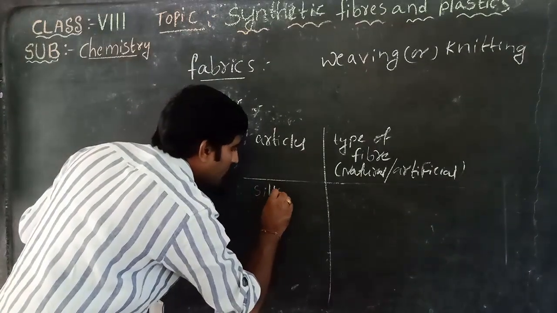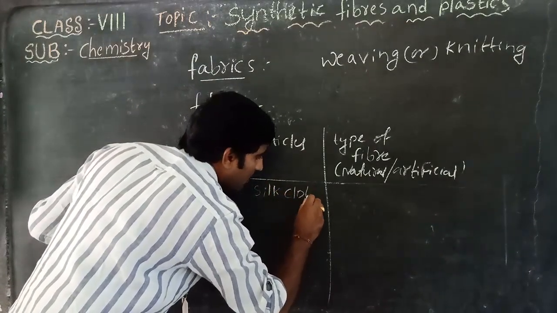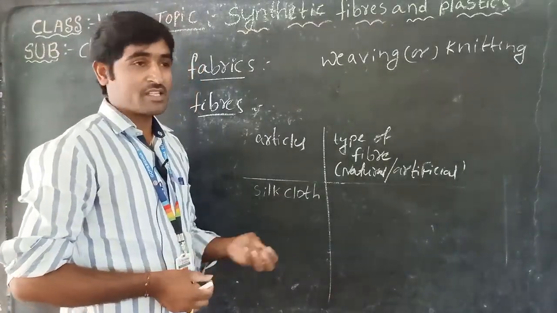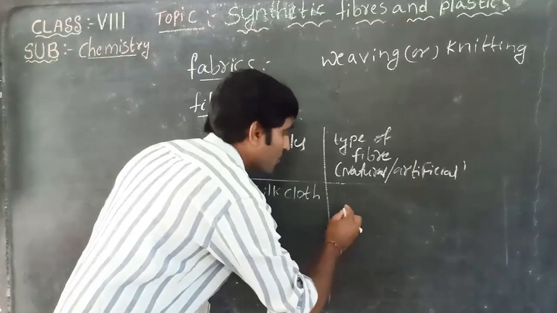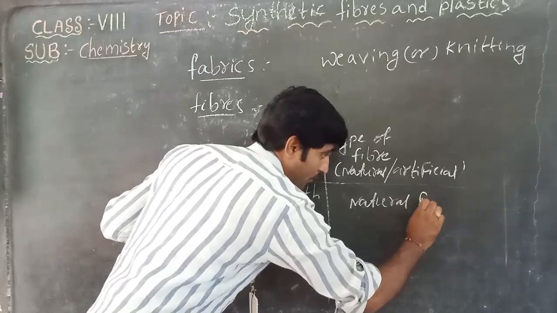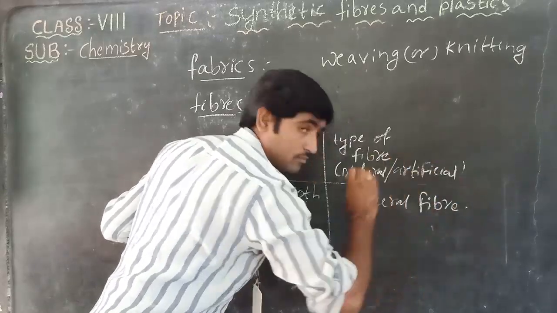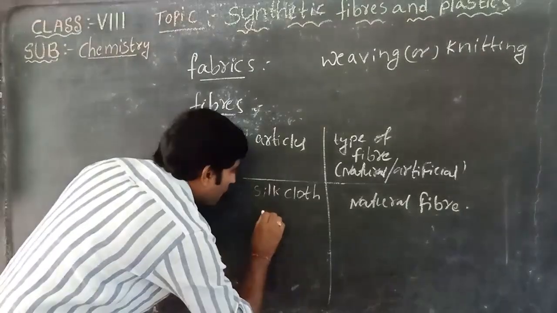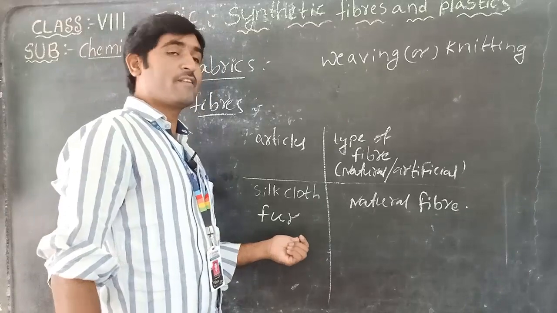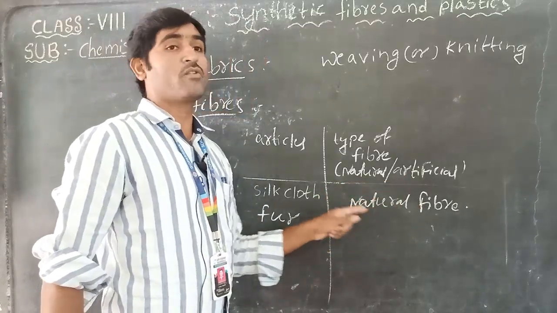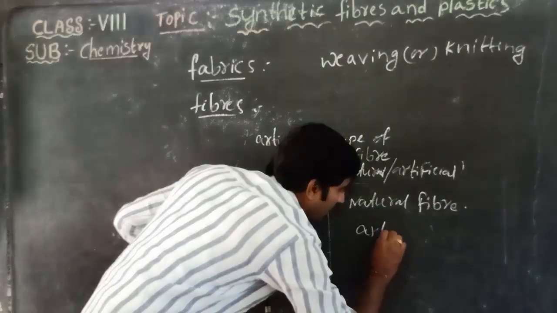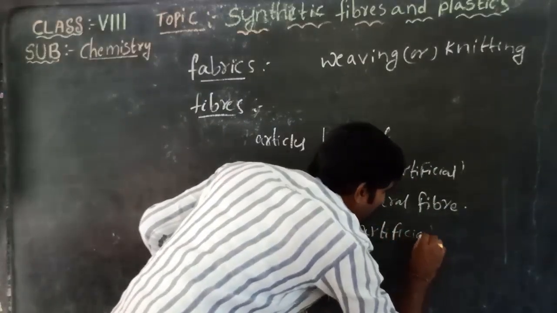Silk cloth. Silk cloth is which type of fiber? Either natural fiber or artificial fiber. As we know, it is a natural fiber. Next, fur. Have you seen fur? In its making, which type of fiber do we use, natural or artificial? It is artificial fiber.